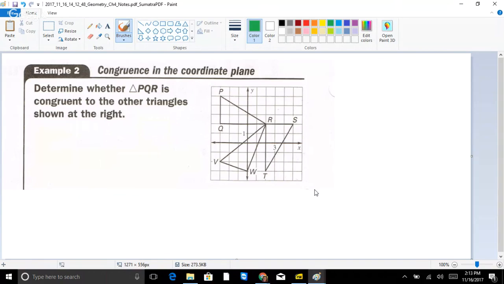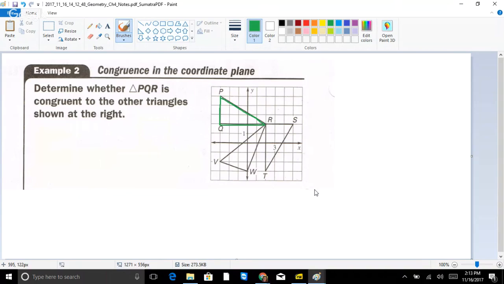So I'm going to highlight PQR, and we're determining whether or not they're congruent based off of the side. So we have to basically find the lengths of all the sides of these triangles to see if they're congruent to each other. Okay, so let's start with PQR because we're comparing the other two to that.